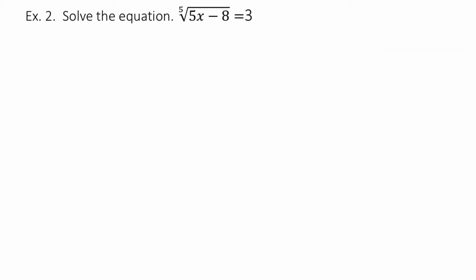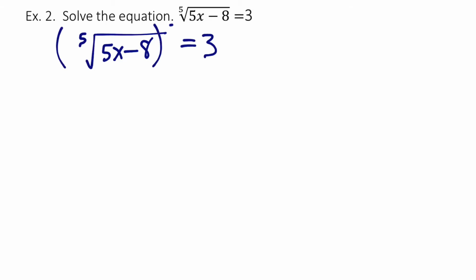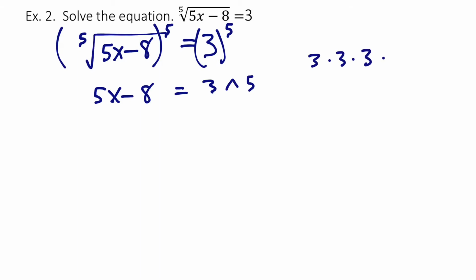Let's solve this equation. This is the fifth root of 5x minus 8, which is equal to 3. So I want to get rid of that fifth root. I'm going to raise both sides to the fifth power. So I'll get 5x minus 8 is equal to 3 raised to the fifth power. So that's 3 times 3 times 3 times 3 times 3, which is equal to 243.